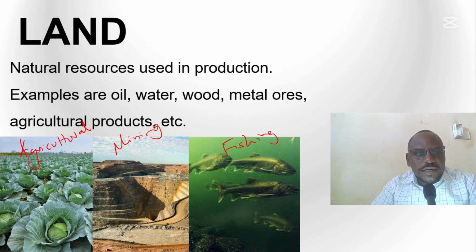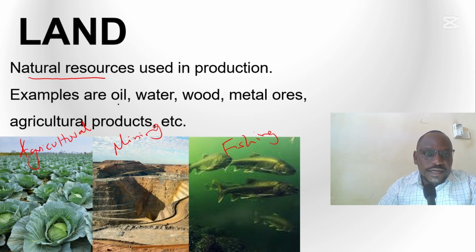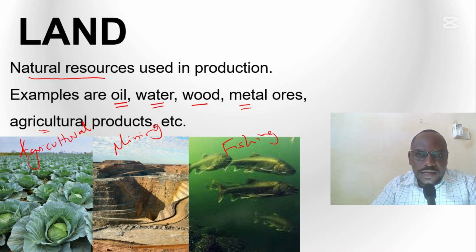So what is land in terms of production? Here we consider all the natural resources, including the land itself, all the natural resources which are used in production. Remember, piece of land, the space itself, it's already a factor of production. Examples, we can have the oil. These are now minerals. We can have water, wood, metal, or minerals. We can have agricultural products. Anything which is associated with land or obtained from the land goes to the factor of production, which we call land.